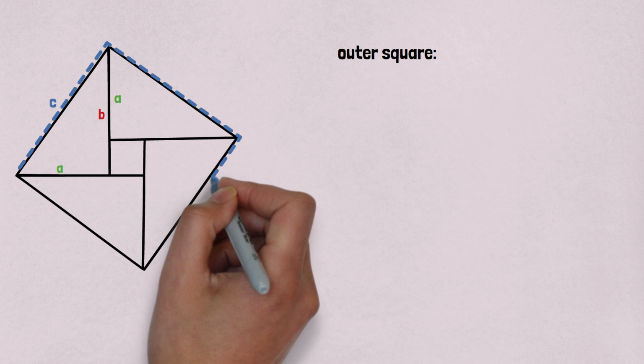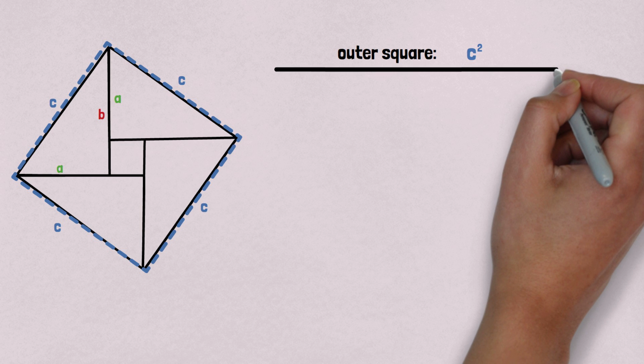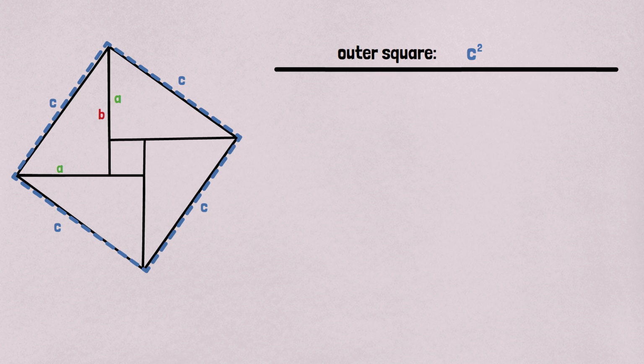Now, note that we get an outer square as well here, and since the side is C, the area will be c squared. Now let's try to compute that area a different way. Well, that area is also the sum of the areas of the 4 triangles and the inner square. The area of each triangle is a times b divided by 2. So we multiply that by 4 and we get 2ab.